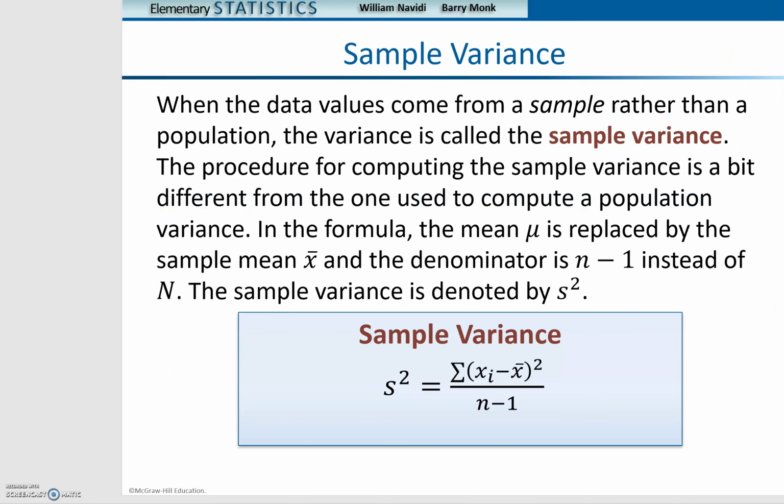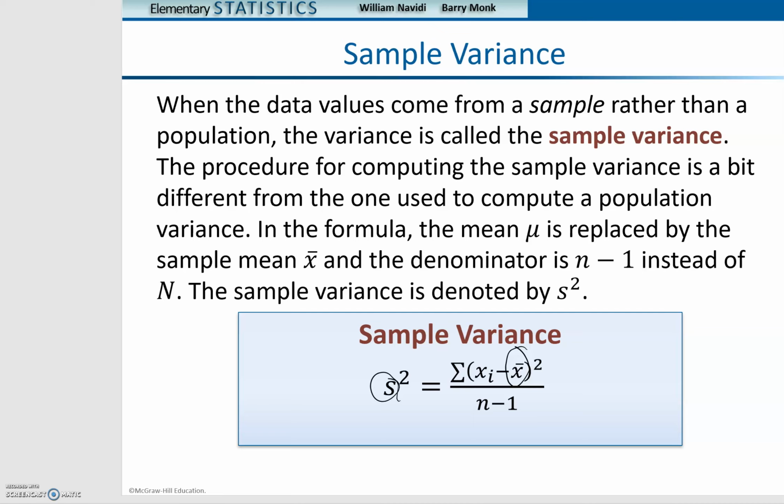When the data values come from a sample rather than a population, the variance is called the sample variance. The procedure for computing the sample variance is a bit different from the one used to compute a population variance. In the formula, the mean is replaced by the sample mean. So again, we have different symbols. That's no longer mu, it's now x-bar, but it's still a mean. And also, this is changed.